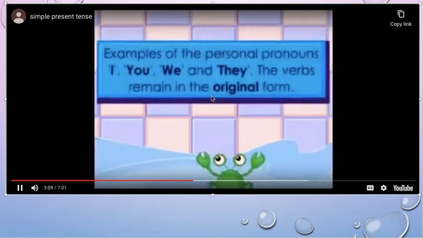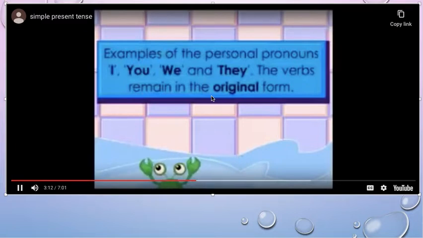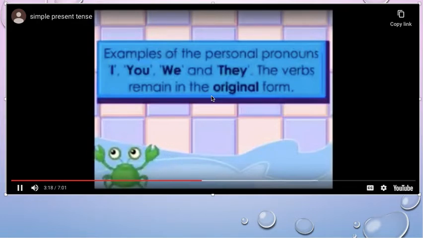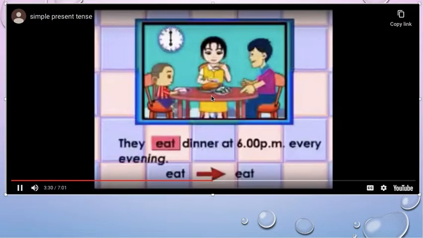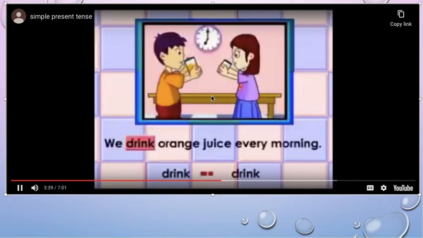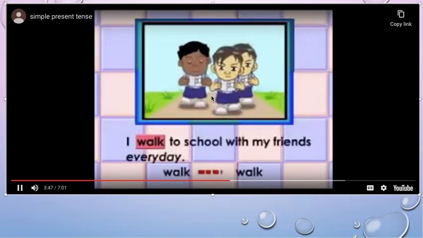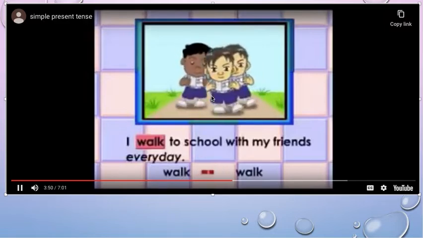Now, let's take a look at some examples for the personal pronouns I, you, we, and they. When these pronouns appear, we cannot make changes to the verbs, so they remain in the original form. Look at the examples. They eat dinner at 6 p.m. every evening. Eat, eat. We drink orange juice every morning. Drink, drink. I walk to school with my friends every day. Walk, walk.